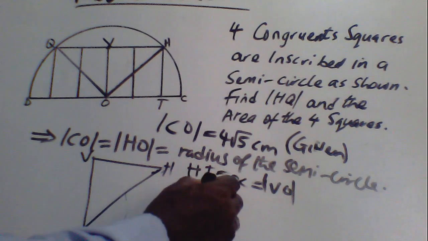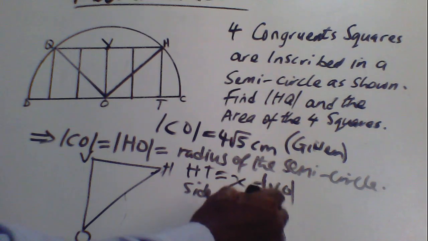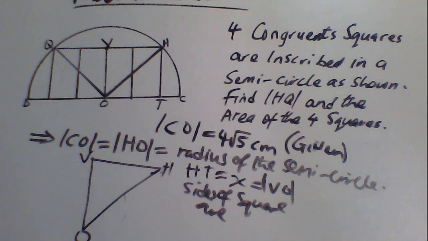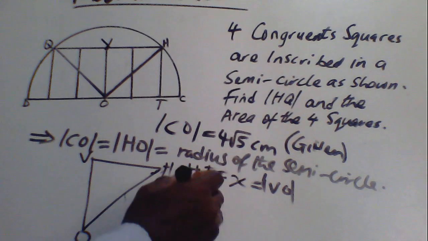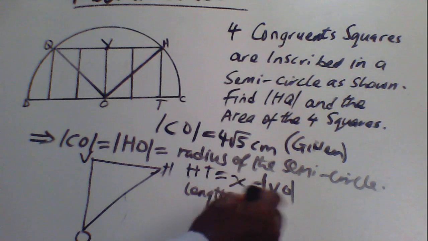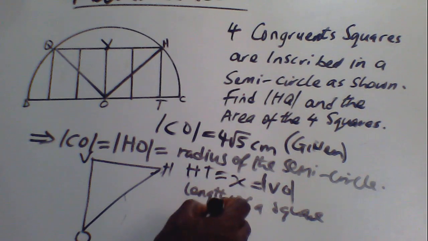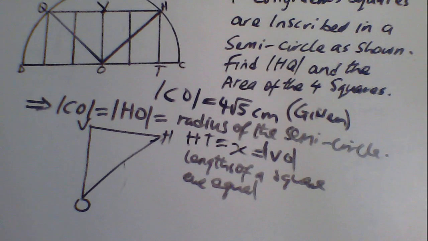Reason: sides of a square are equal. Length of a square are equal. Alright, since we know that the sides of a square are equal, the next thing is we have already assigned HT to be equal to X, which is equal to VO.